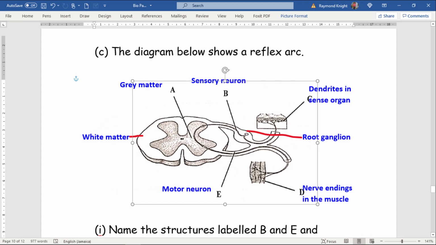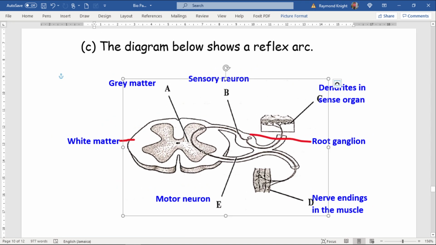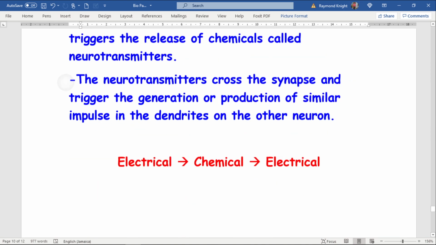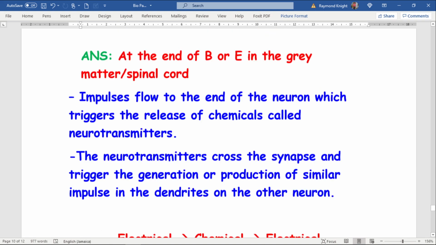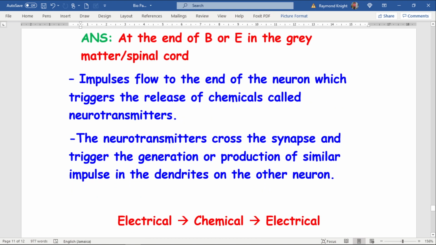Let's go down in real quick. All right, let's go quickly into the next part of the question. All right, so we're almost there. All right, so here now the question has been answered. They said impulse flow to the end of the neuron, which triggers the release of chemicals called neurotransmitters.